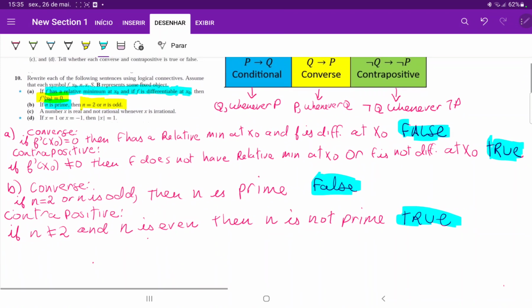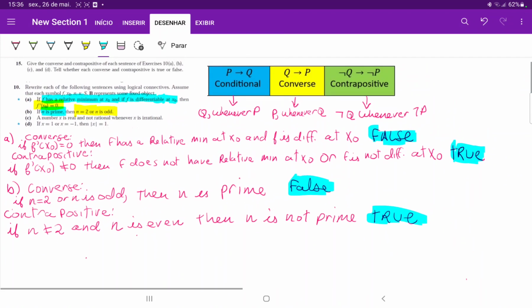Now C, we have the whenever language, right? So we have here in terms of Q, whenever P. So our Q in yellow is this one, and our P is X is irrational. So we're not going to first express it in terms of if, then. We're just going to use the whenever language, right? But then just switch things around because that's the easiest way to do it. So C, we're going to just switch it around. We're going to say X is irrational.